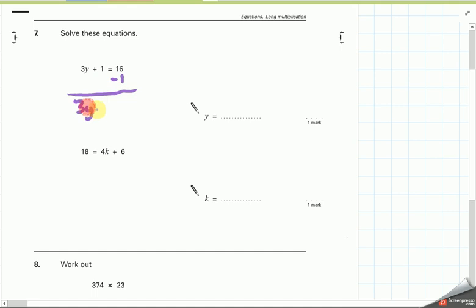We've got 3y equals 15. What's the opposite of this 3y bit then? Y equals, so it was divide by 3. Yeah, it's 5. Okay, second one.